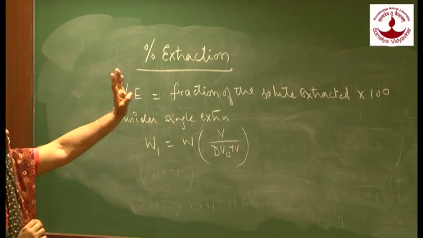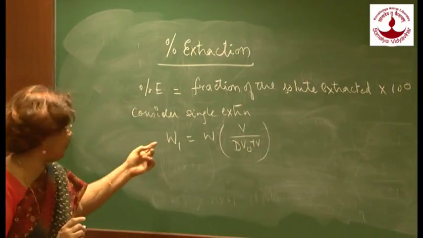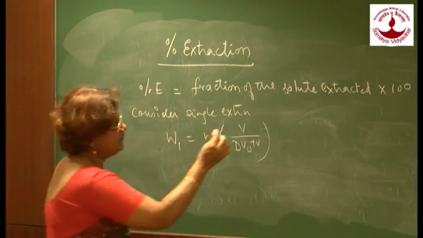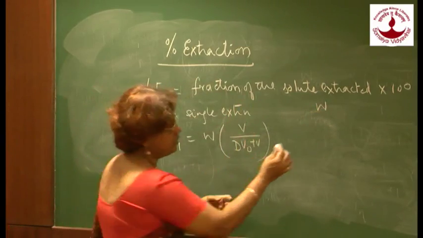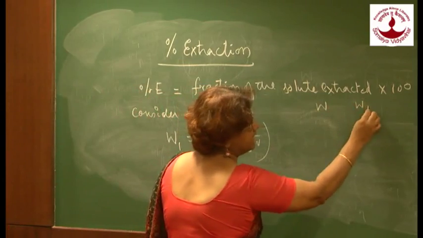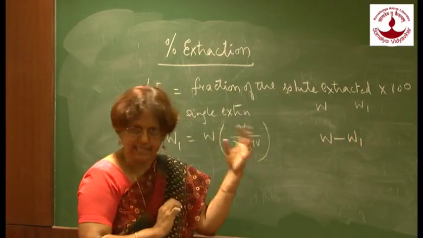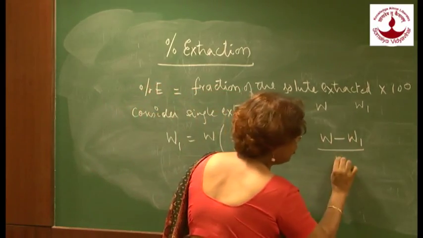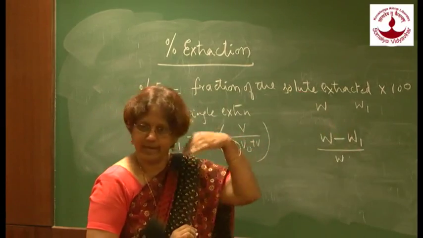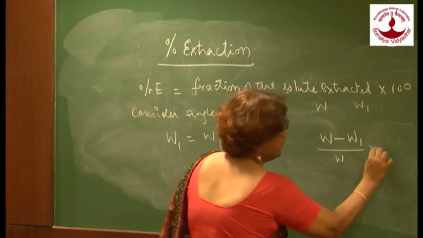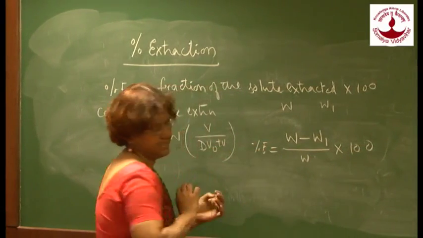Now fraction of the solute extracted. When we derived the formula earlier, we have taken the initial quantity of the substance as W. Out of that, W1 is unextracted. So W minus W1 is extracted out of total W. Out of total W, only W minus W1 has undergone the extraction. Multiplied by 100 is your percentage extraction.